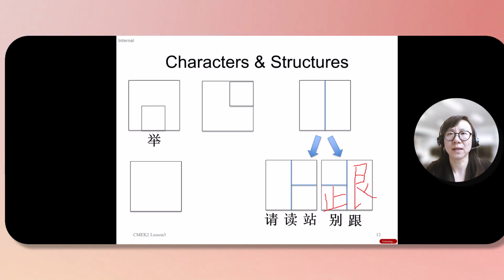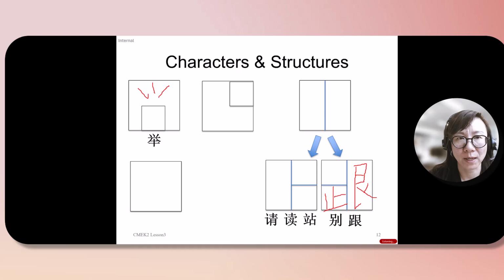Okay, next one is 举. So this one falls within the first type of structure, and obviously we know the writing sequence. Okay, so its top is 1, 2, 3, and then there is a horizontal line, left falling, right falling, 撇 and 捺, and then we end up with 横竖 at the end.